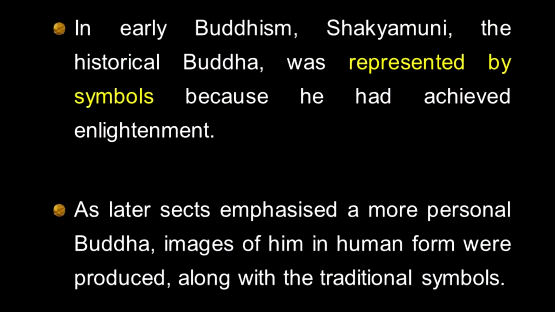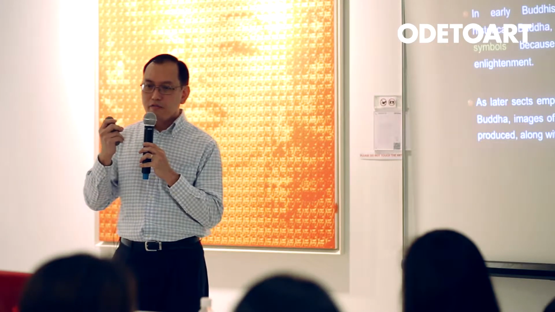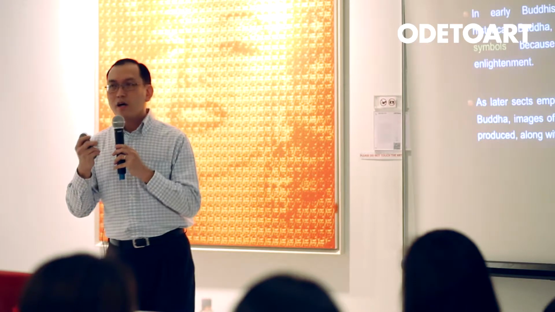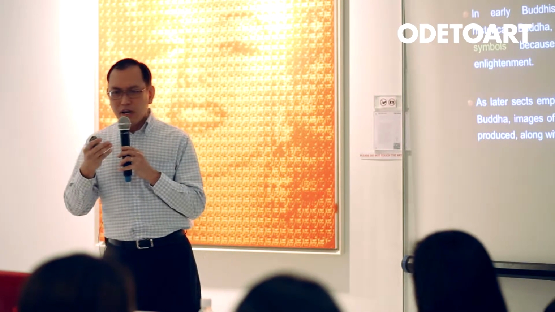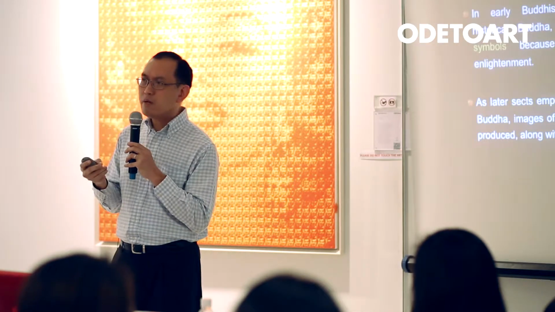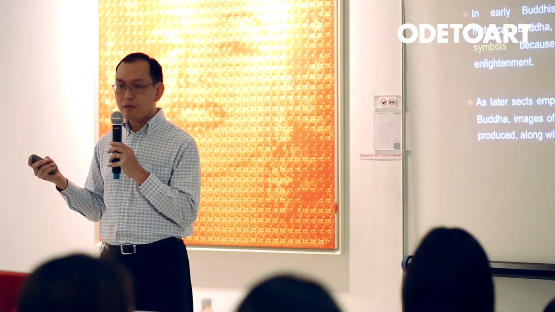Oh, I forgot to mention that the word Buddha is a title, it's not his name. It means the enlightened one. His family name is actually Gautama, Siddhartha Gautama. Or he's also known by the honorific title Shakyamuni, meaning sage of the Shakyas, because he belonged to the Shakya clan.